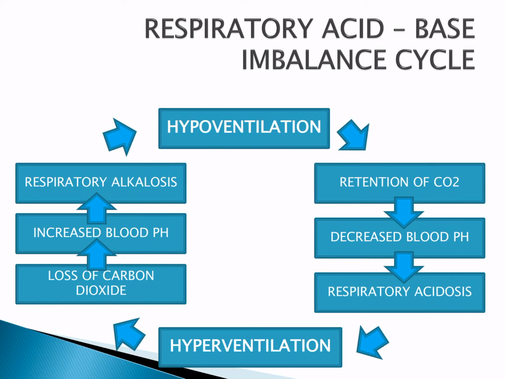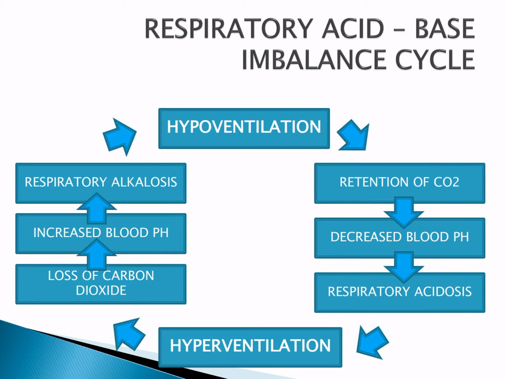Then the body will compensate by hyperventilating. Okay? So the body would detect that this particular patient is experiencing respiratory acidosis. So that would increase the respiratory rate to eliminate the carbon in the body by way of hyperventilating. Okay? So if there is hyperventilation, there will be loss of carbon dioxide.